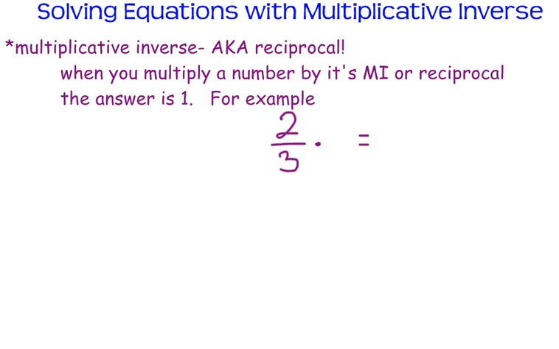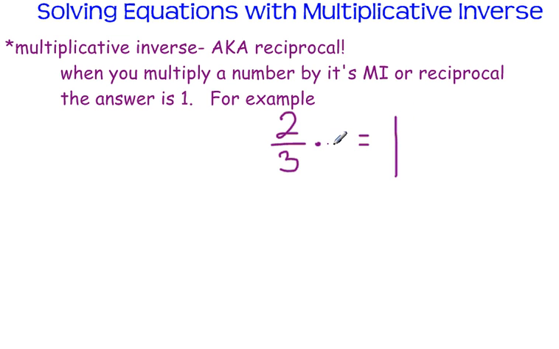We can solve equations using the multiplicative inverse, which, as a reminder, is the same as the reciprocal. If you multiply a number by its multiplicative inverse, or the reciprocal, the answer is always 1. So in the example that I have here, 2/3 times something equals 1.